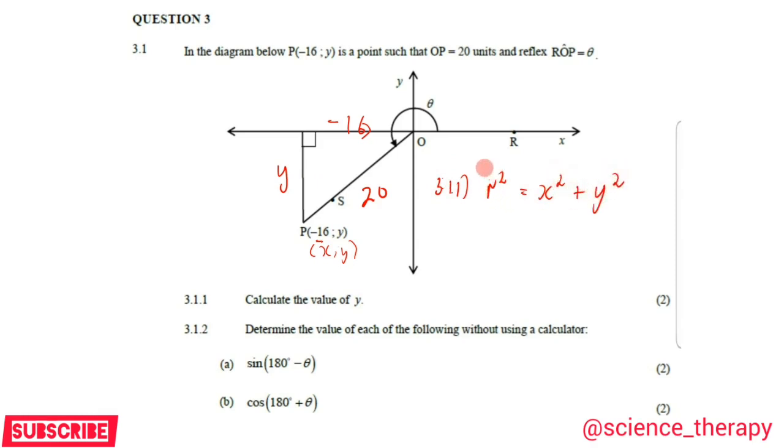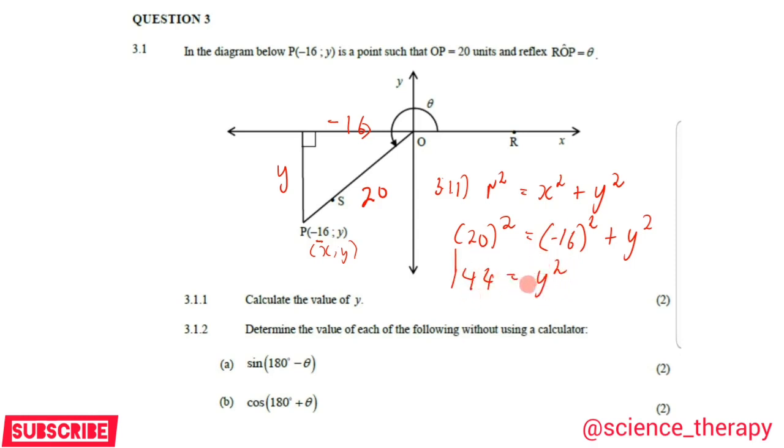And then what is our r? Our r, remember, is the hypotenuse. So we have 20 squared is equal to (-16) squared plus y squared. Now calculating this, your 20 squared, and then transposing this 16 squared, it will give you 144 as y squared.